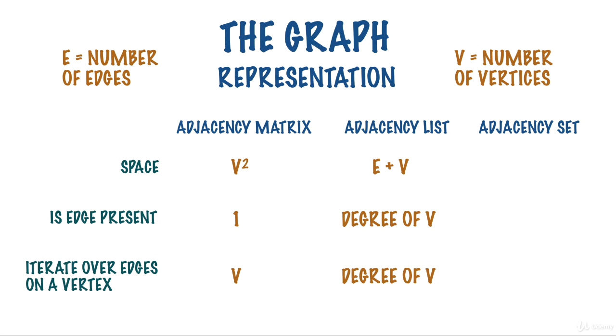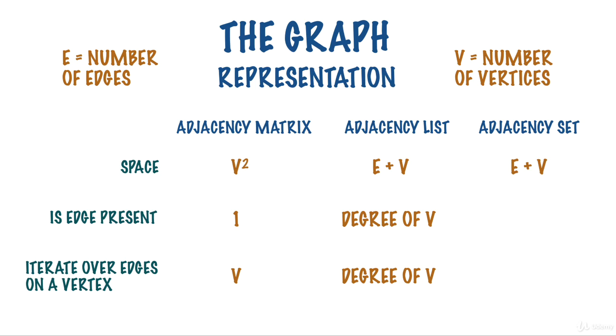And lastly, the time complexity to iterate over all the adjacent vertices of any vertex is degree of V. So that means the time complexity to iterate over edges on a vertex is again degree of V, where V is the vertex and degree is the number of edges that are incident on that vertex.